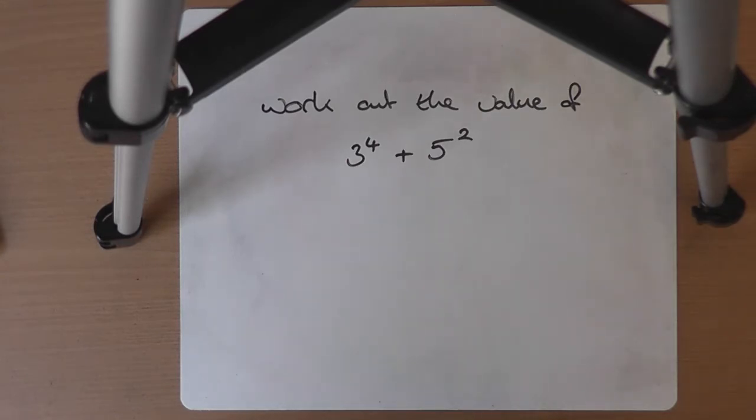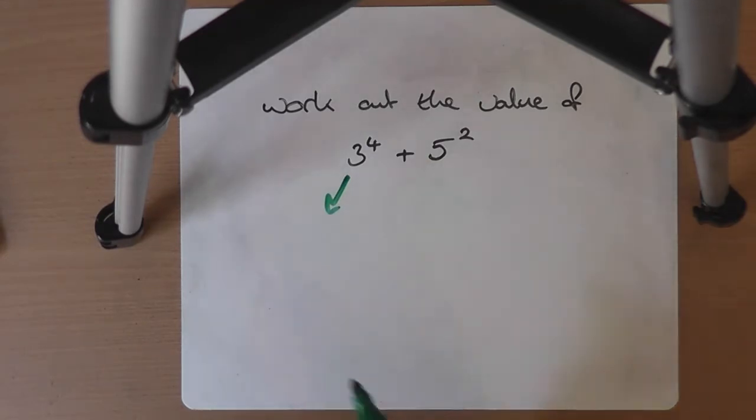The only thing we can do is just return to that definition of a power. 3 to the power 4, for example, we could work that out as a single number, as an actual answer. And we could do the same for the 5 squared. And once we've got those two numbers, we could just do whatever the question is asking us to do. In this case, add those two values together.